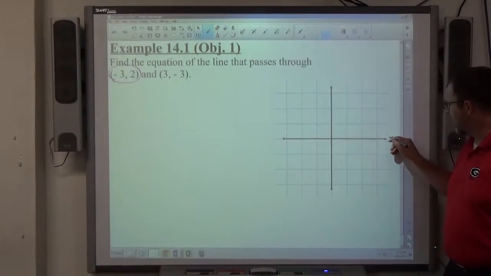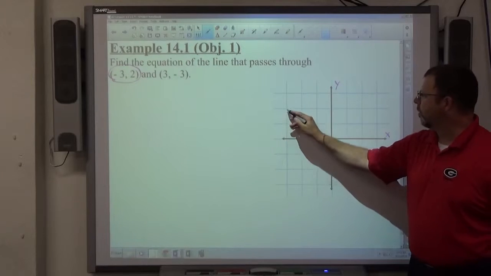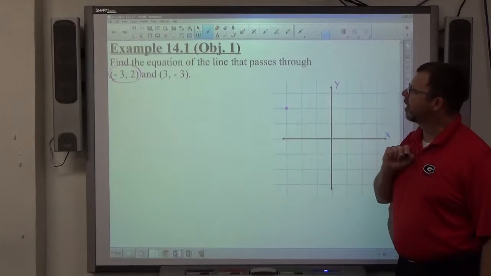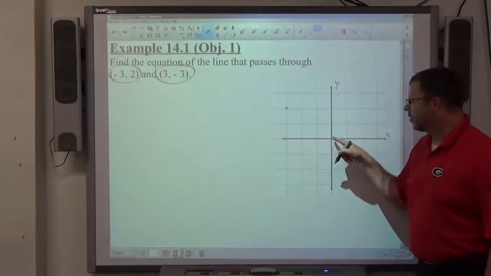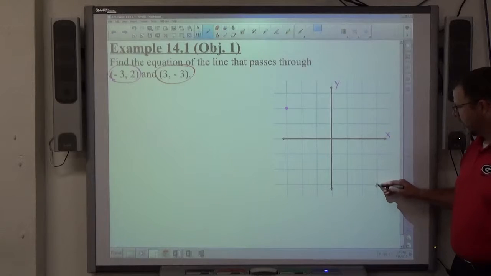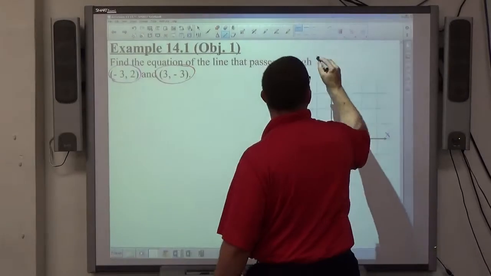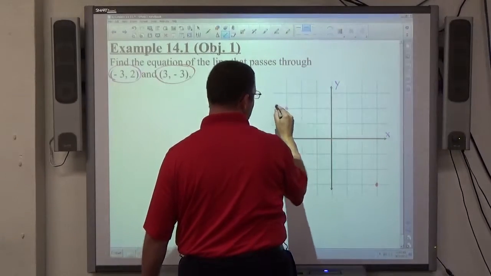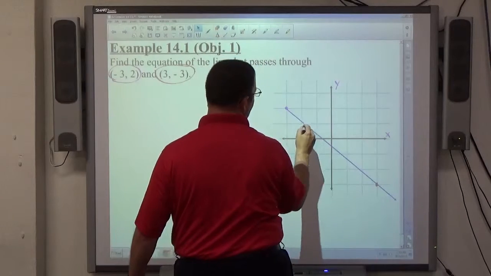If I'm at the origin and go 3 to the left and 2 up, that's (-3, 2)'s location. And then my other point here is (3, -3). So again, starting at the origin, go 3 spaces right on the x-axis, 3 spaces down on the y-axis, and it gets me to here. The line we're looking for does connect those two dots. So that's the line we're looking for there.